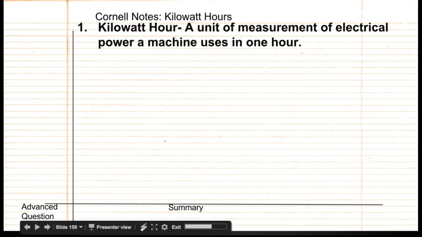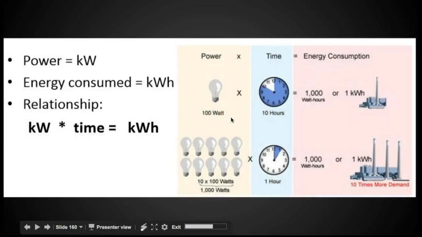So let's start off with a kilowatt hour. A kilowatt hour is a unit of measurement of electrical power a machine uses in 1 hour. So this picture helps explain it a little bit better. So let's say you have a 100-watt light bulb. It needs 100 watts of power to do work. Then in 10 hours, it's used 1,000 watt hours, which is 1 kilowatt hour.